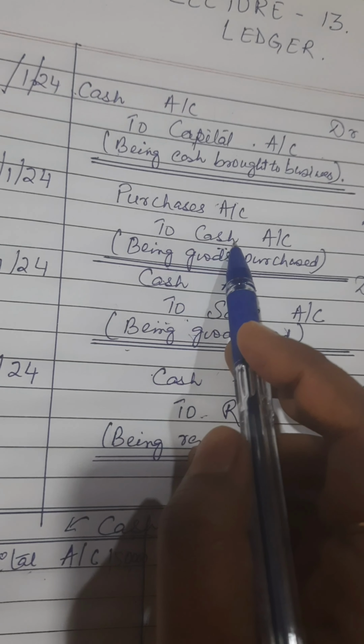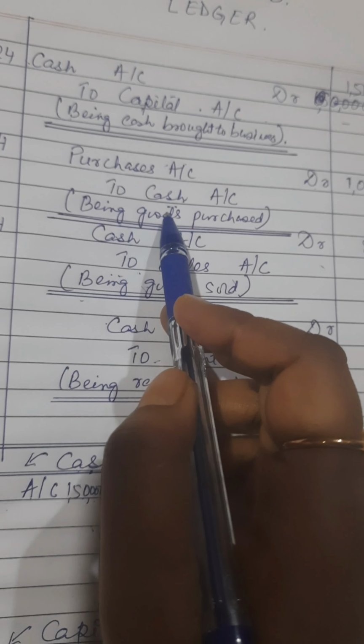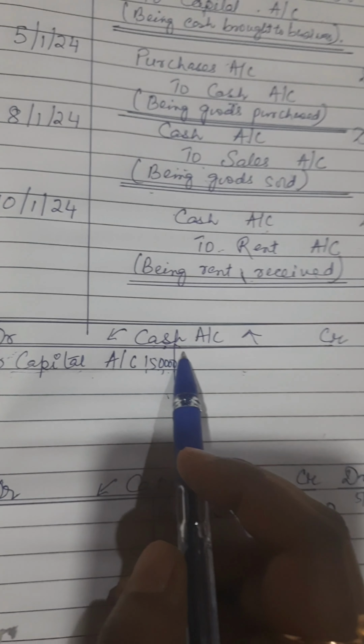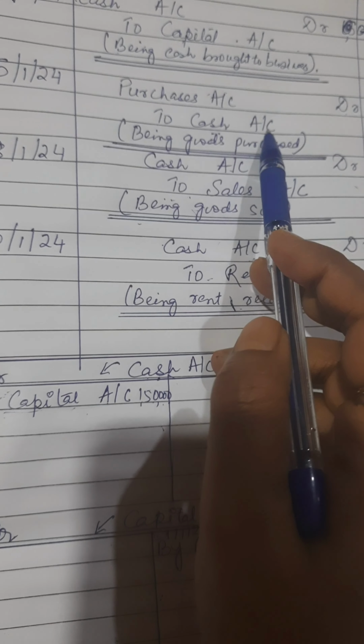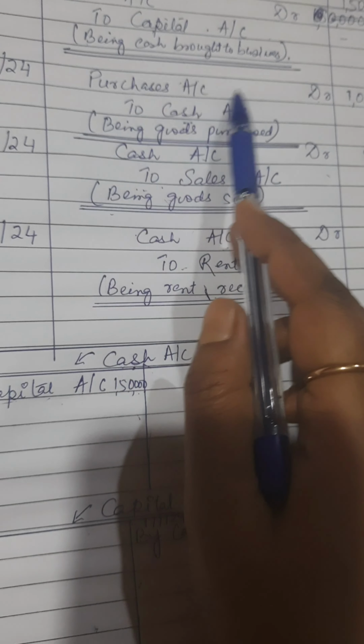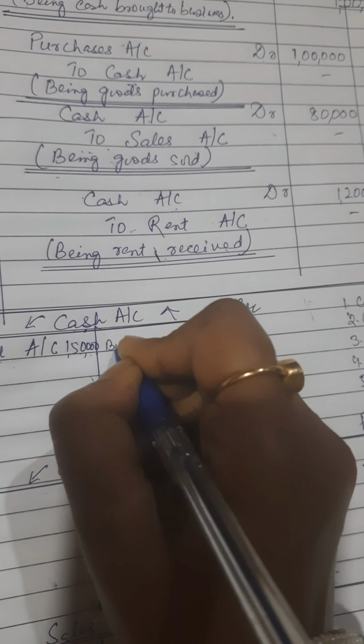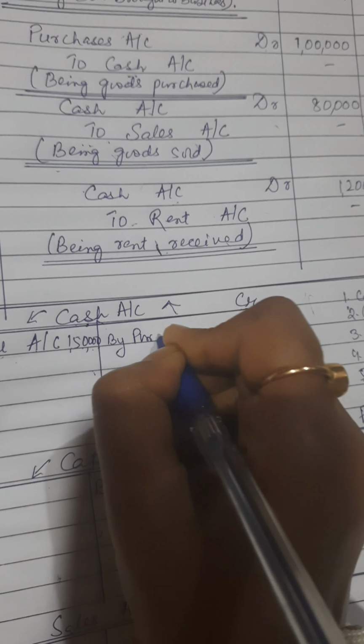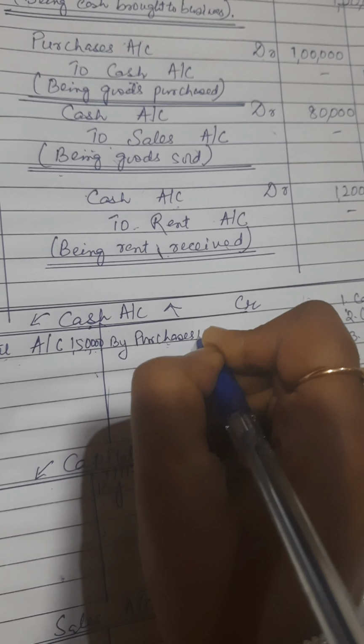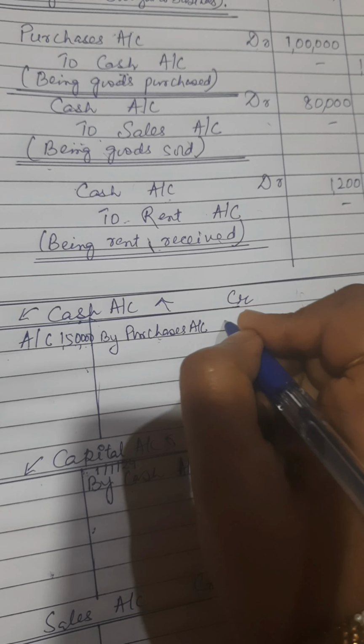But it is with cash. We move on to the cash account again. This is my cash account. So cash is on the credit side. So it is credited by which account? By purchases account. So one account is debited, the other account is credited.